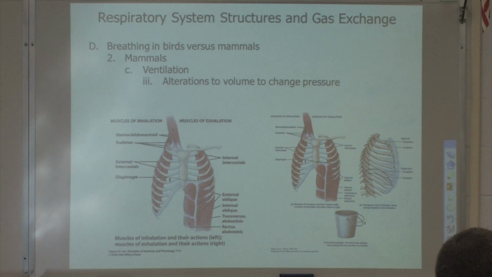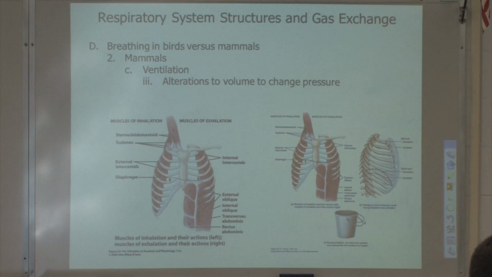When you exhale, exhalation under normal quiet conditions is a passive process. These muscles that contracted with inhalation are going to relax. The ribs will move down and in. The diaphragm regains that dome shape. We get a drop in volume, and that increases the pressure.